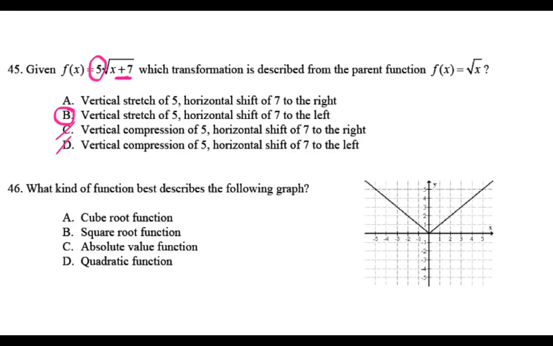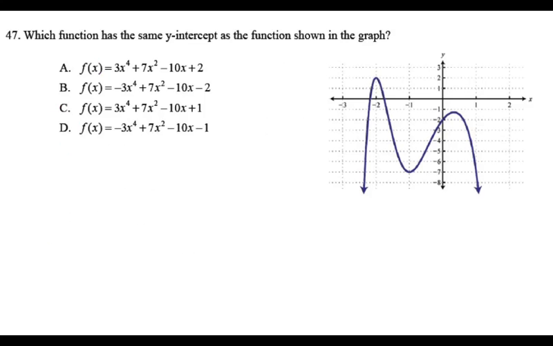What kind of function best describes the following graph? That is a V, which is an absolute value function. Which function has the same y-intercept as the function shown in the graph? So your y-intercept is wherever your graph crosses the y-axis. So that is at (0, -2).